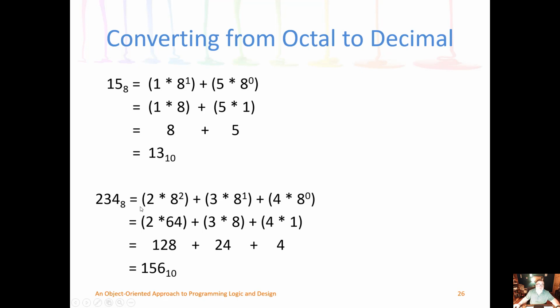We have 234. That's 2 times 8 squared, 3 times 8 to the first, 4 times 8 to the 0. 8 squared is 64, so that's 2 times 64. 8 to the first is just 8, so 3 times 8. 8 to the 0 is 1, so 4 times 1. So this becomes 128, 2 times 64 is 128, plus 24, plus 4, and equals 156 in decimal.